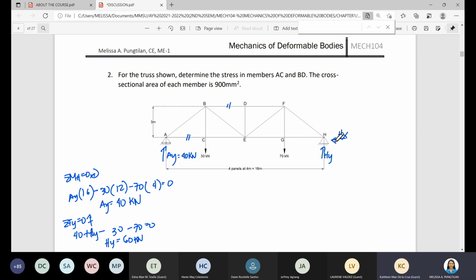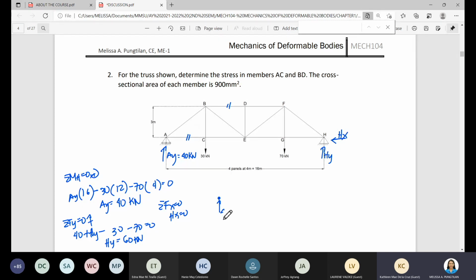Okay, so wala naman tayong nakikitang ibang forces that is acting on the x direction. Kaya pwede nating sabihin that Hx is equal to 0. Okay. So, ready na tayo ngayon na i-solve or kunin yung force at member AC by having the joint A. So, separate natin yung joint A.